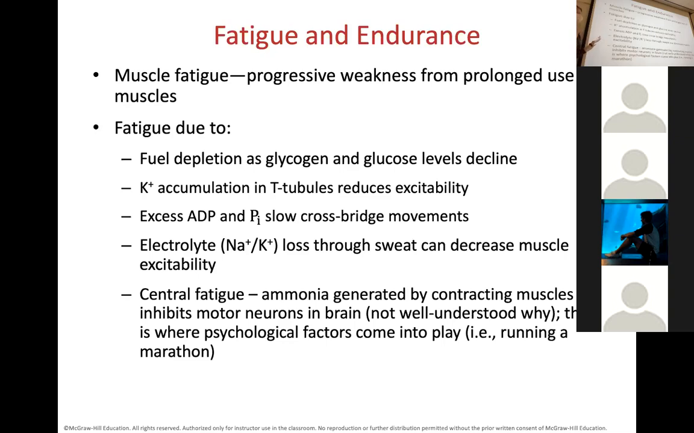If there's too much ADP, it can affect the binding of the myosin and actin when those cross bridges are created. So again, kind of gumming up the works, just getting in the way. And basically there's not enough ATP to make that happen, because you need ATP to create those cross bridges.